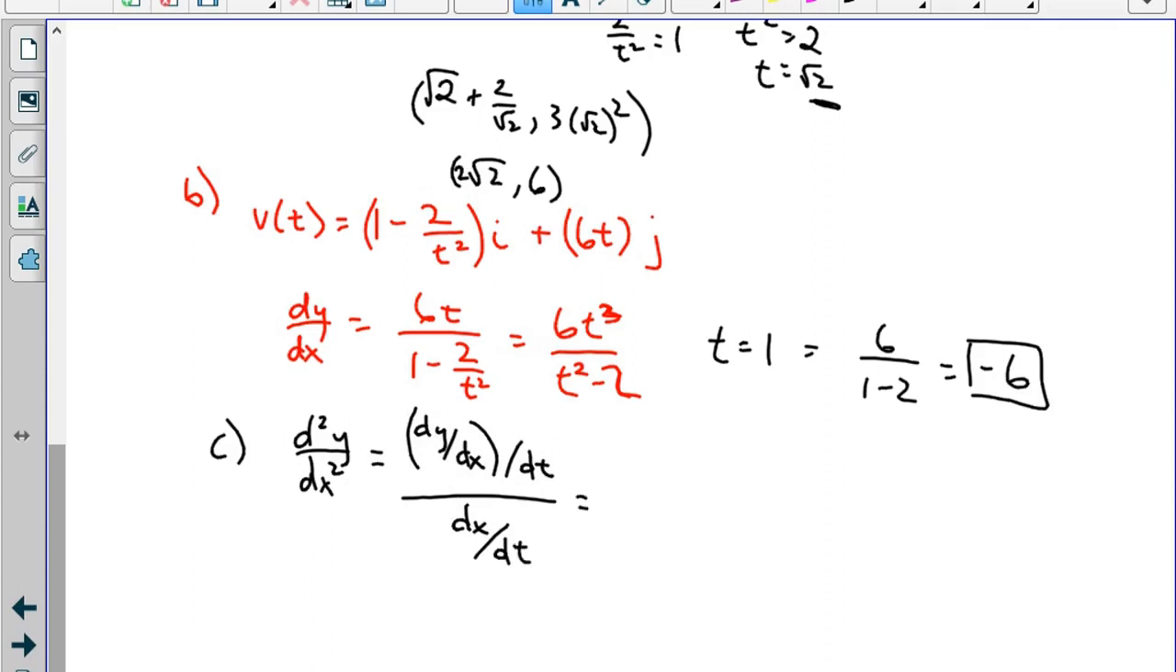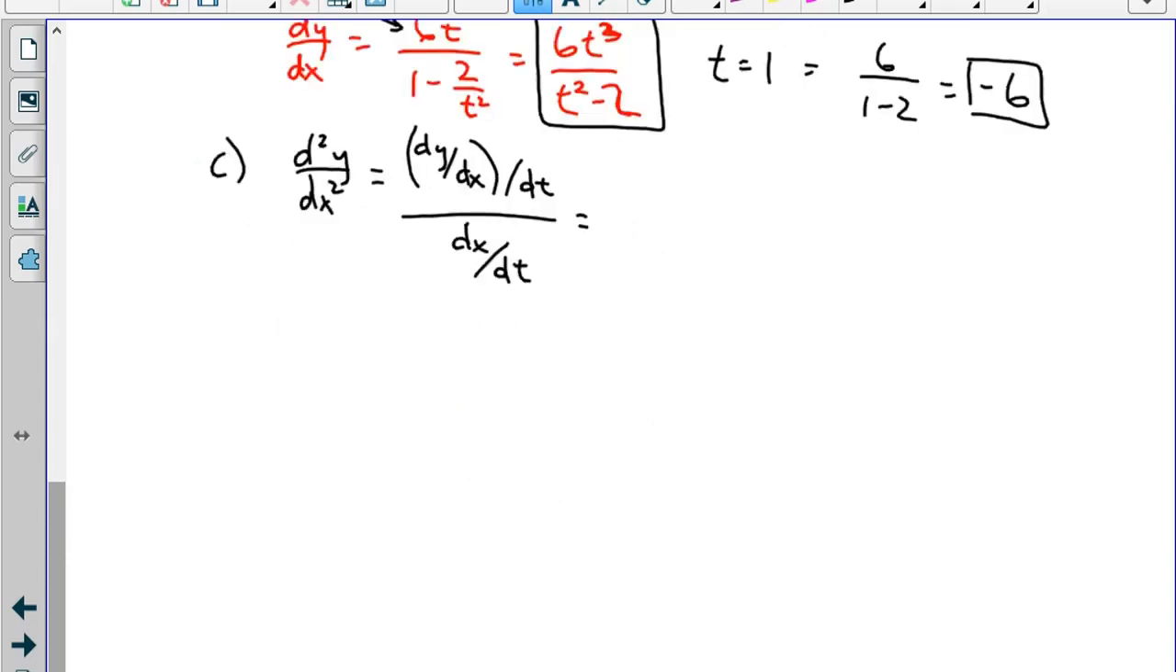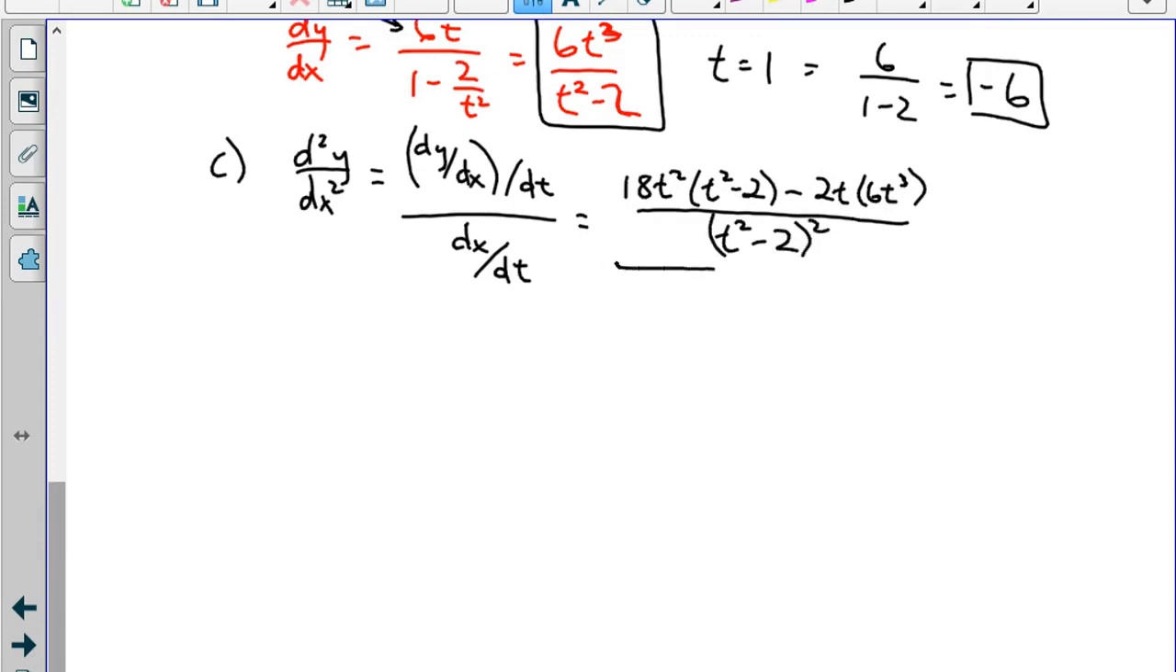So dy/dx's derivative with respect to t, I will take this one just because it's a little bit easier to look at, but you could definitely use the unsimplified form, and it's not a problem. You won't get in trouble. I'm just using the simplified form for my own ease. Its derivative is the derivative of the top, 18t squared, times the bottom, minus the derivative of the bottom, which is 2t, times the top, so that's 6t cubed, all over the bottom squared, so that's t squared minus 2 squared. And then we have to divide that by dx/dt. dx/dt is 1 minus 2 over t squared.